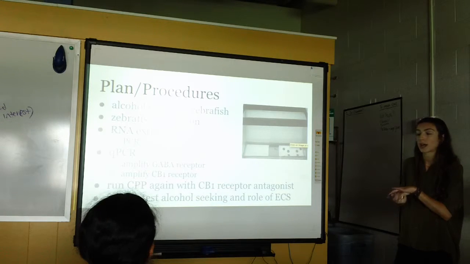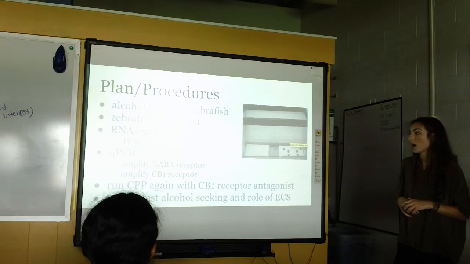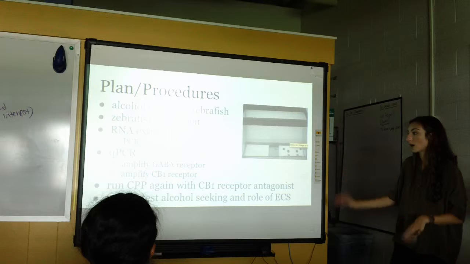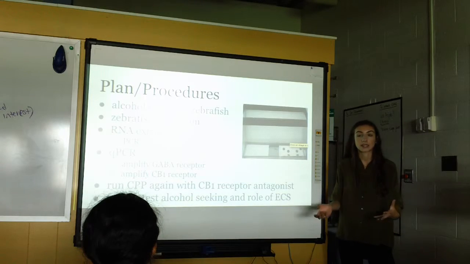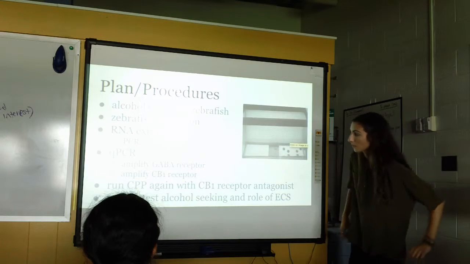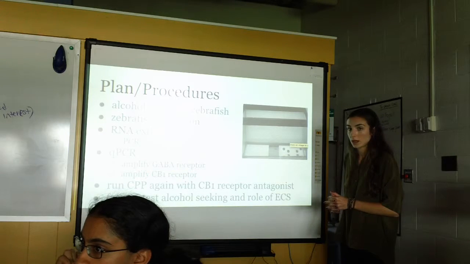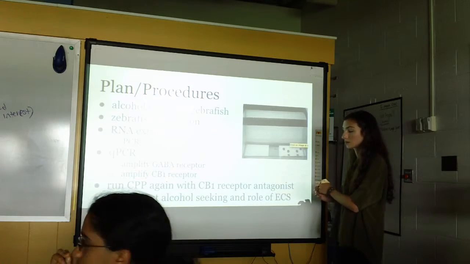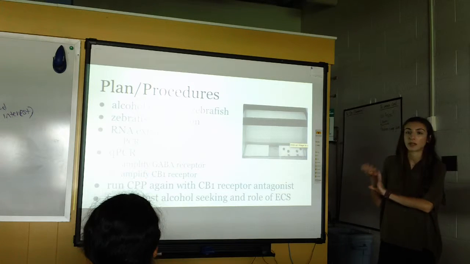So you'd have RNA extraction, PCR, and then qPCR to amplify the CB1 receptor. But you could also amplify the GABA receptor just to practice amplifying. You would do non-quantified PCR of the RNA in the beginning, right? You want to practice mRNA extraction and amplification before you do qPCR. Okay.